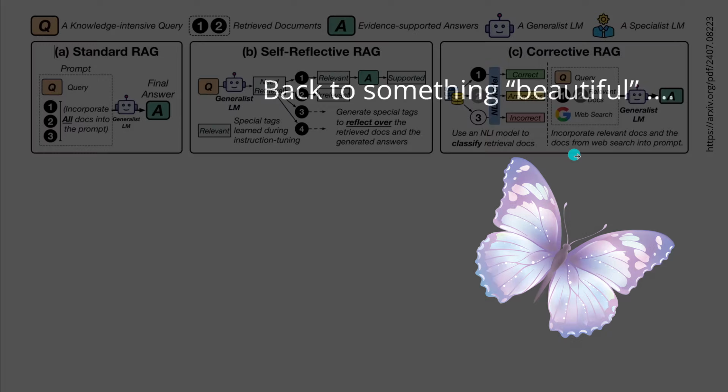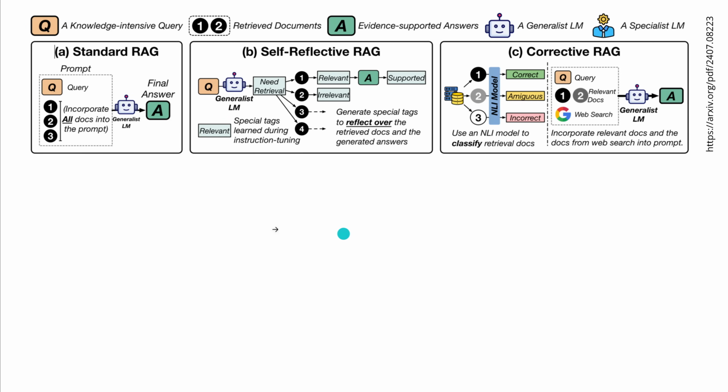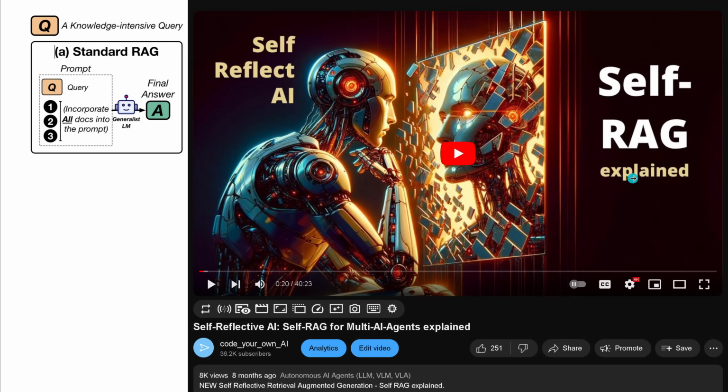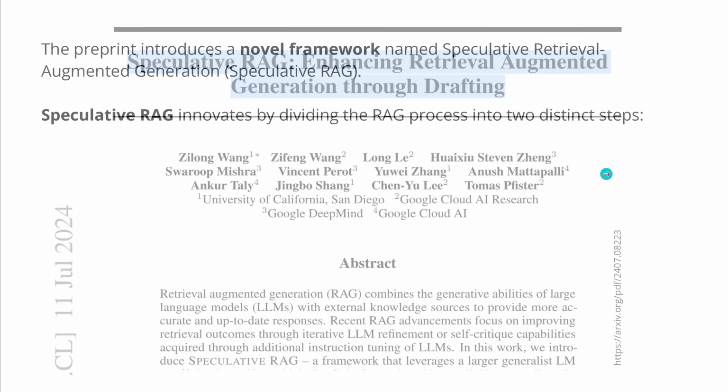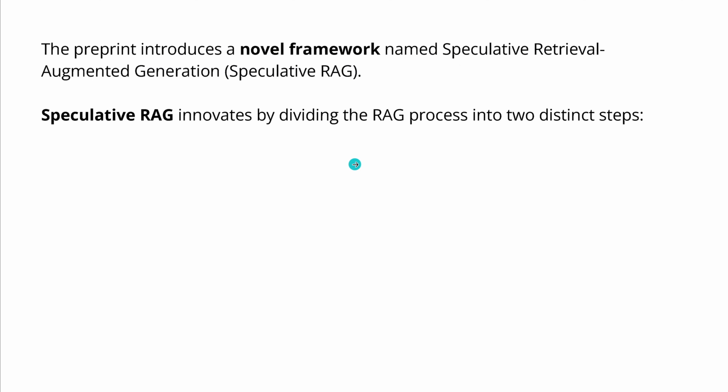After this GraphRAG, we can go back to something that is really beautiful. And here we have it, our standard RAG, our self-reflective RAG, and our corrective RAG. And if you want, 8 months ago I did a beautiful video on Self-RAG, a self-reflective AI system. But it's all history, because now we have Speculative RAG. We have now a completely new technology. So let's have a look. And you're not going to believe it.